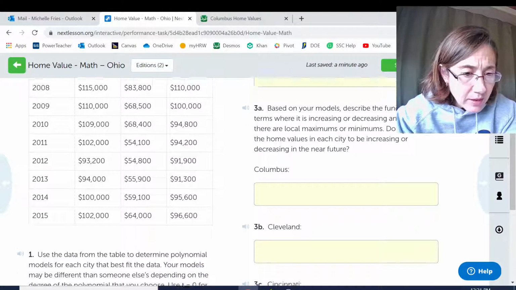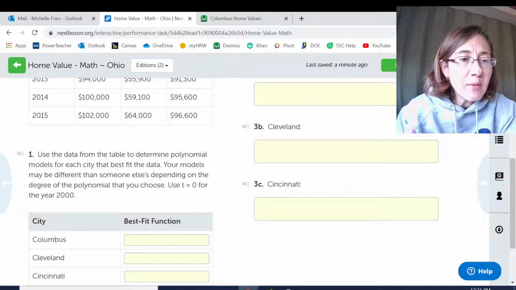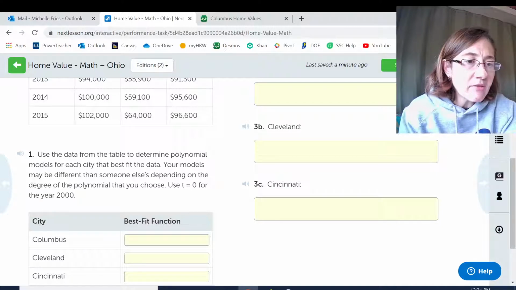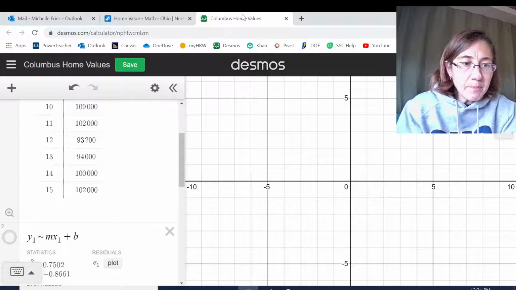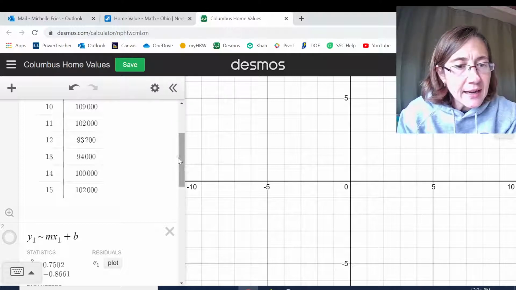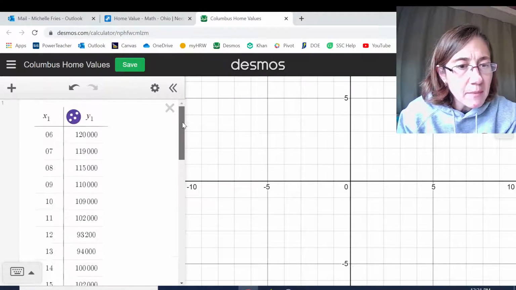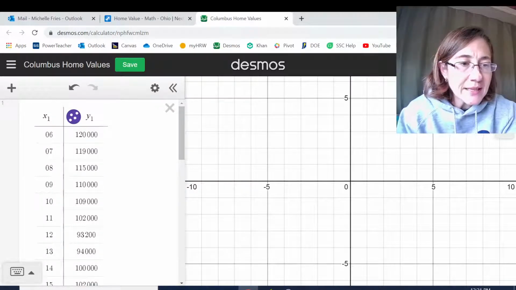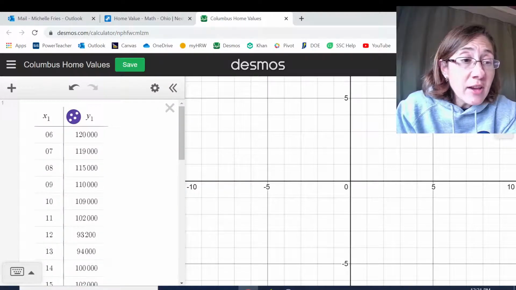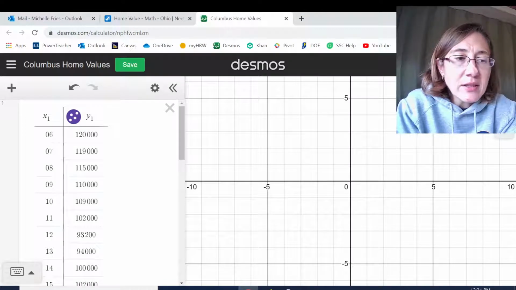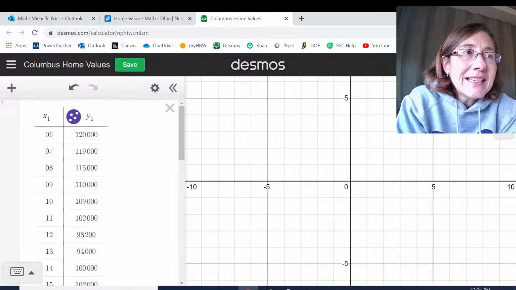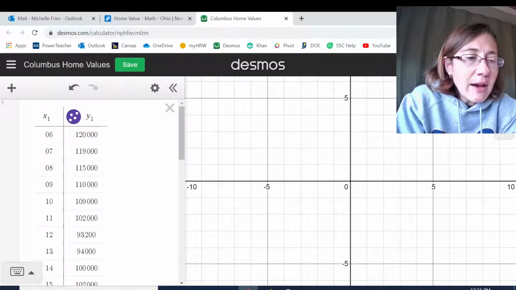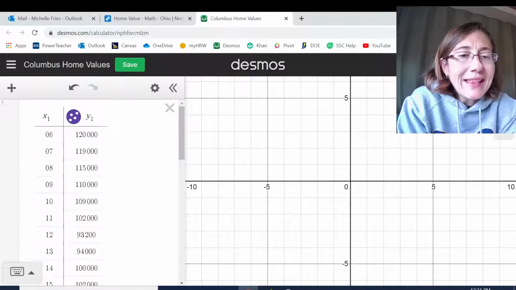So what we're going to do is, number 1 says use the table to determine polynomial models for each city. So we're going to look over here. I have my data for Columbus. These are the Columbus house prices. Notice for the x values, I put 06 for 2006 and 07 for 2007, because it said to use t equals 0 to represent the year 2000. So that's why I have just 06, 07, 08 like that.